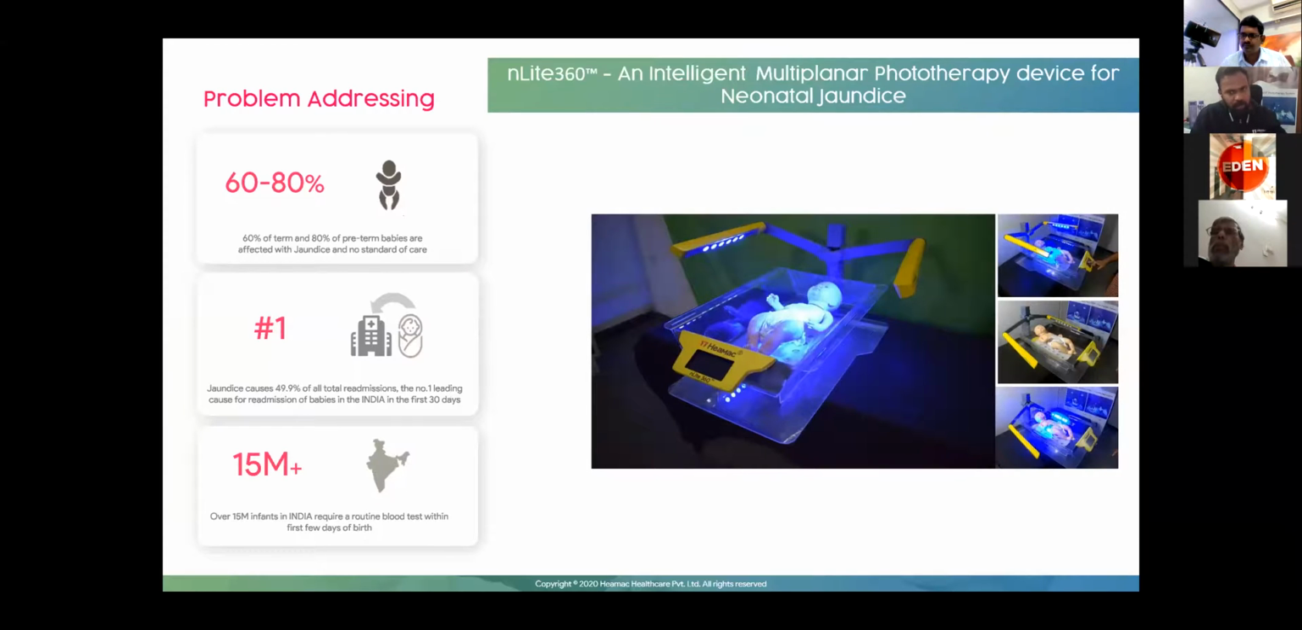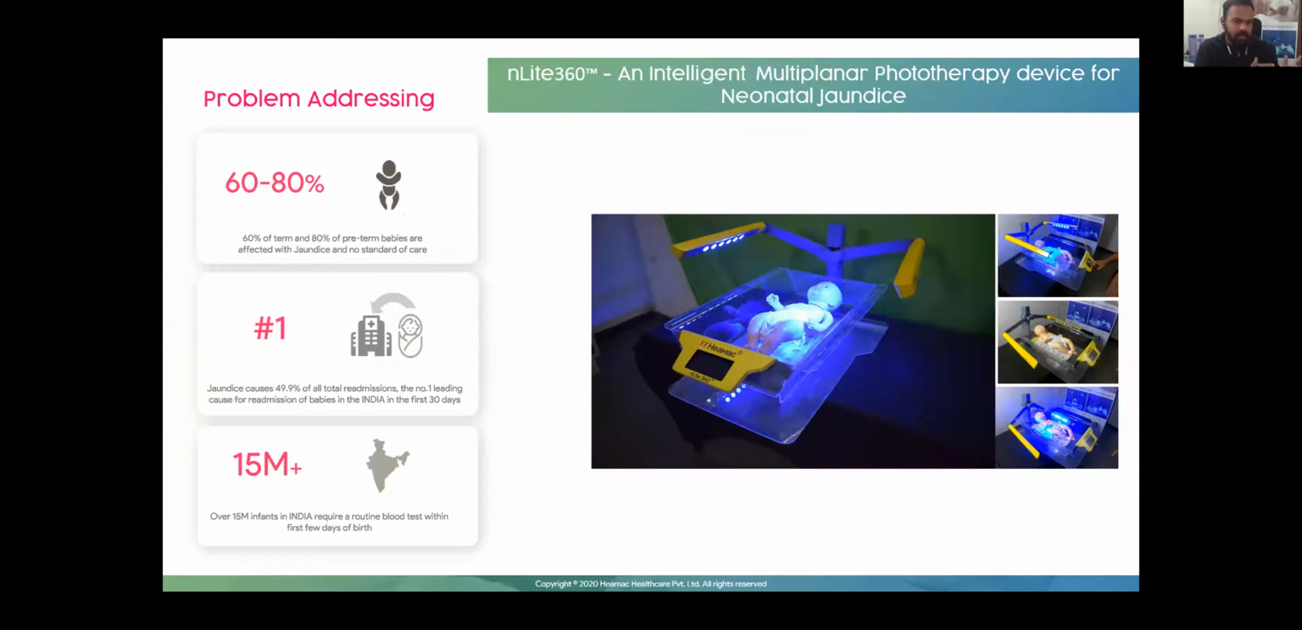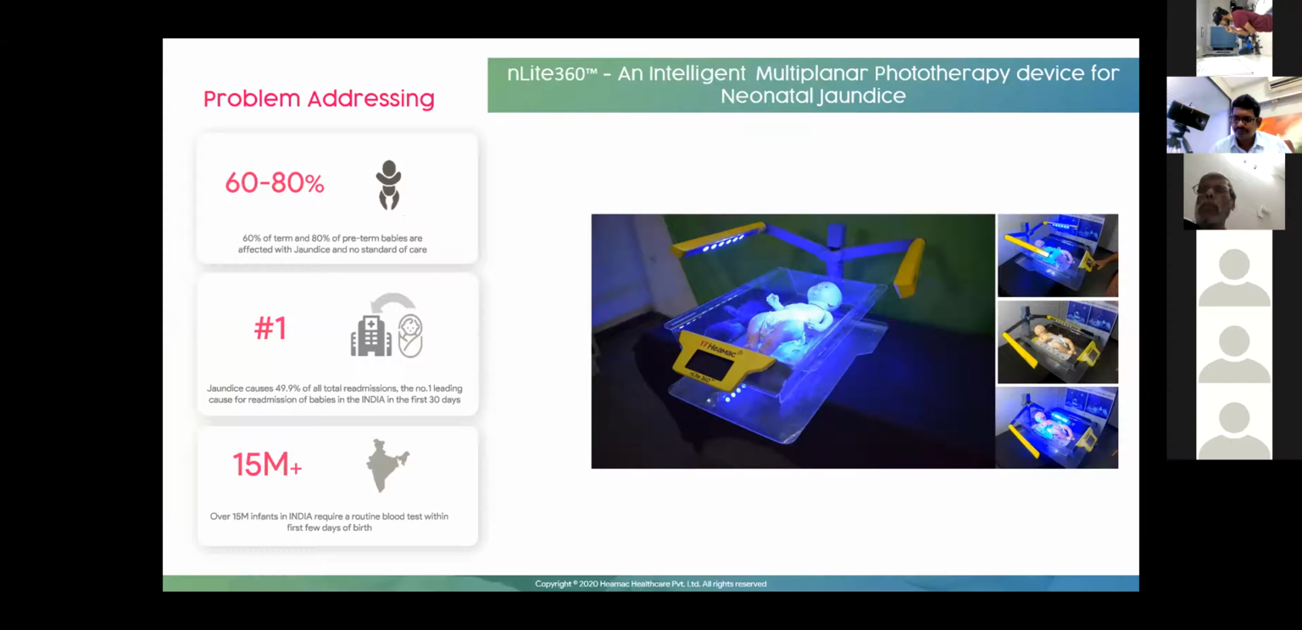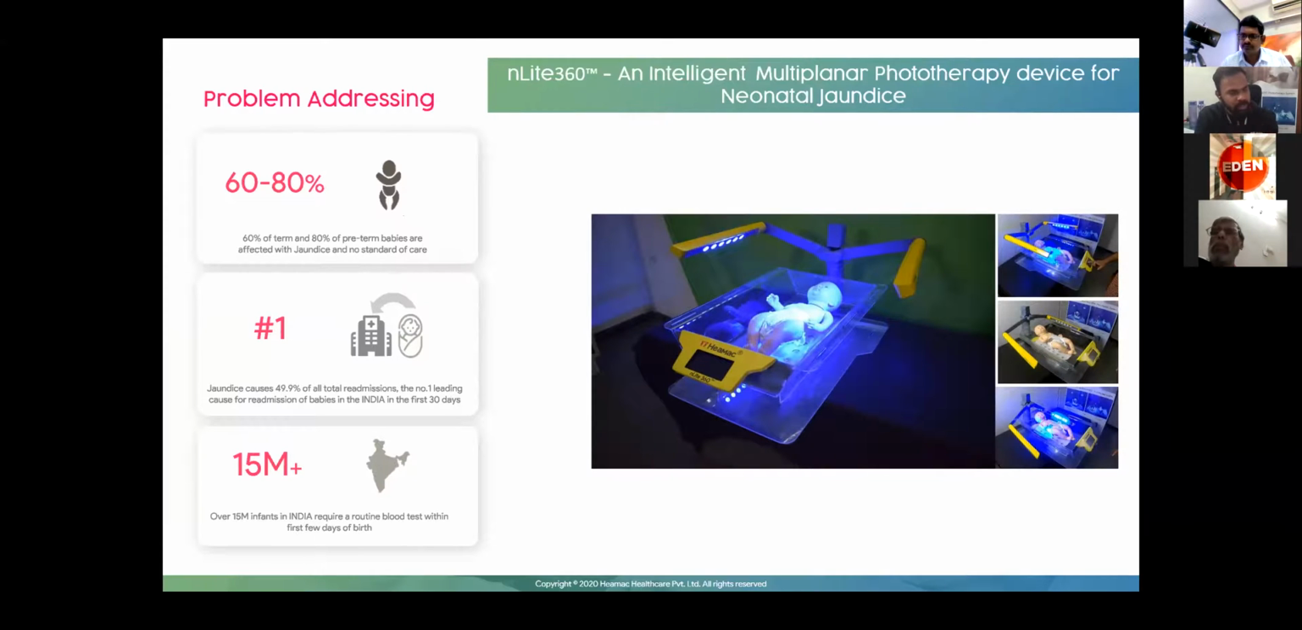This is our problem area. Jaundice is the most neglected need in phototherapy, and these are the statistics about jaundice. Then we came up with a solution called Anlight 360, which is able to solve all the existing problems with critical jaundice cases. I don't want to spend more time on the problem and solution. I'll explain why I'm here.